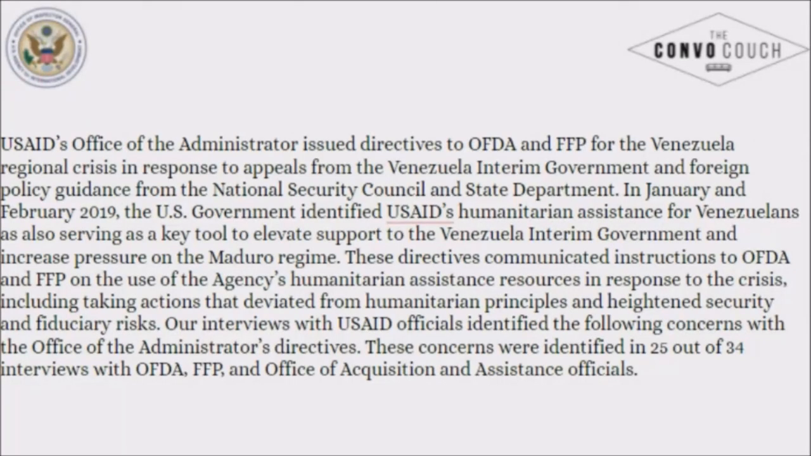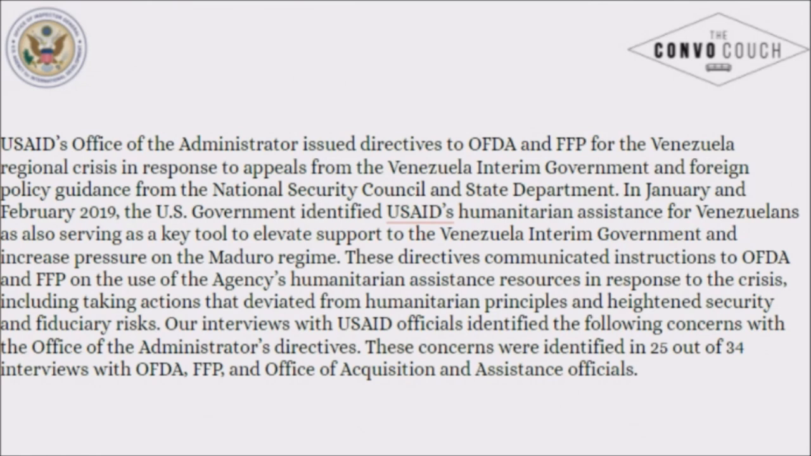So the USAID's office, to continue this, right, of the administrator issued directives to the OFDA and FFP for the Venezuelan regional crisis in response to appeals from the Venezuelan interim government and foreign policy guidance from the National Security Council and State Department. In January and February of 2019, the U.S. government identified the USAID's humanitarian assistance for Venezuelans as also serving a key tool to elevate support to the Venezuelan interim government and increase pressure on the Maduro regime. Again, they're admitting all of their aid was contingent upon regime change.